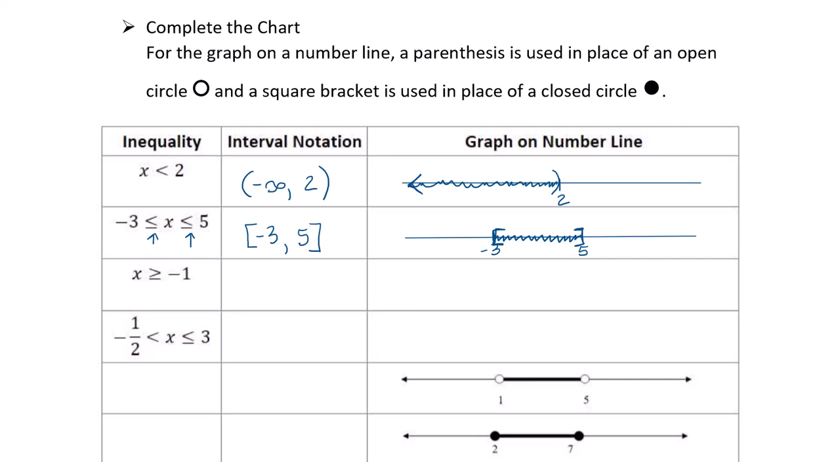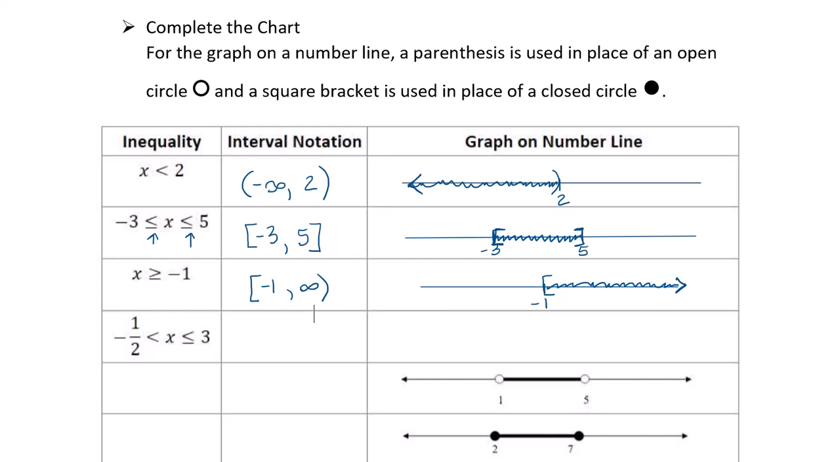x is greater than or equal to -1. So we'll graph just -1 on the number line, and we're going to shade numbers that are greater than -1, putting an arrow to show that that continues, and then we'll have a square bracket on the -1. In interval notation, we have -1 to positive infinity.